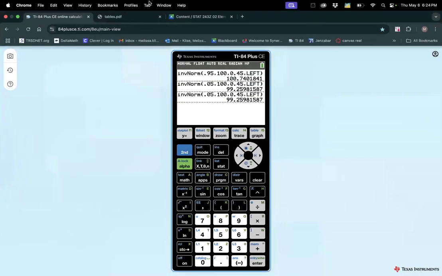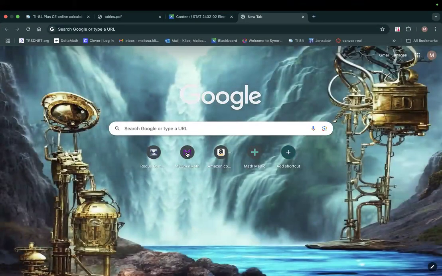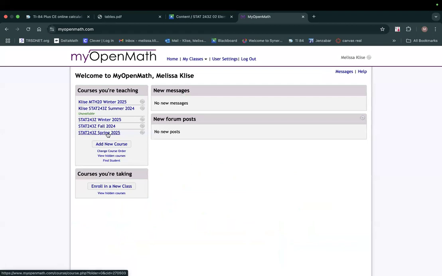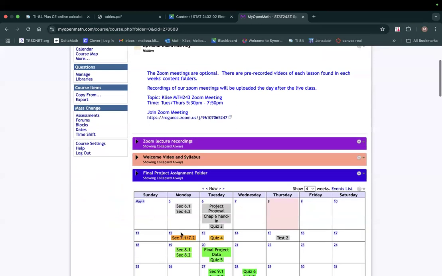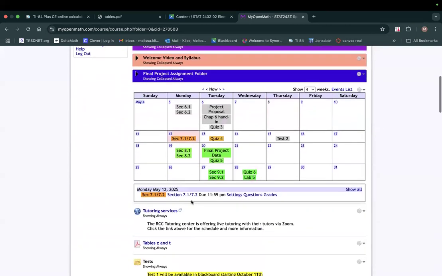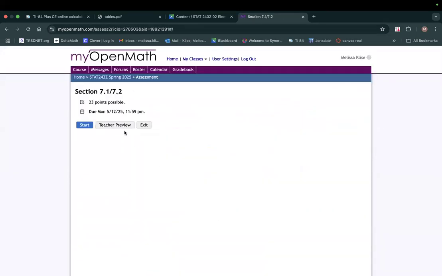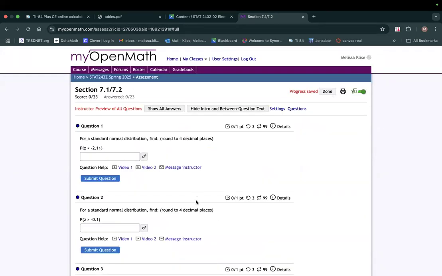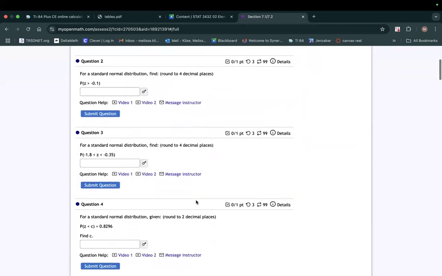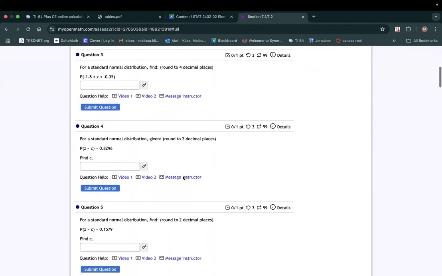Well, I'm going to pop over to the homework. I think it actually might be helpful. Let me pop over to the MyOpenMath homework real quick. It might be helpful, might not be, but we're going to pop over and see anyway. Most of these are pretty straightforward, and they just tell you "between" and all of that.